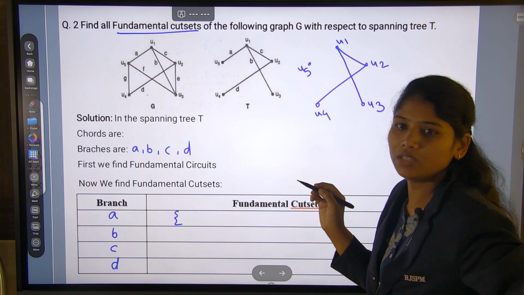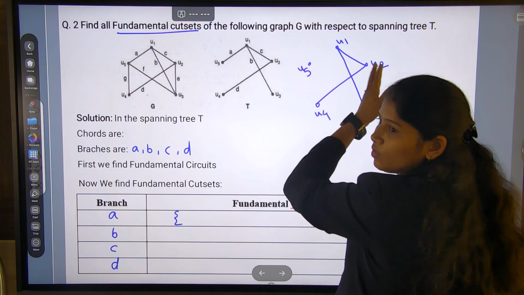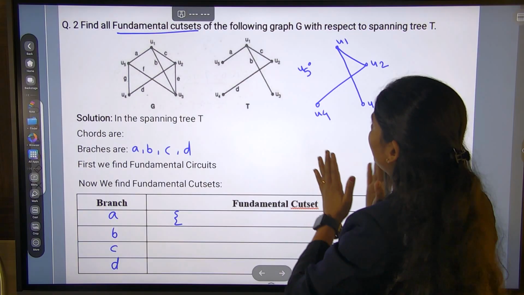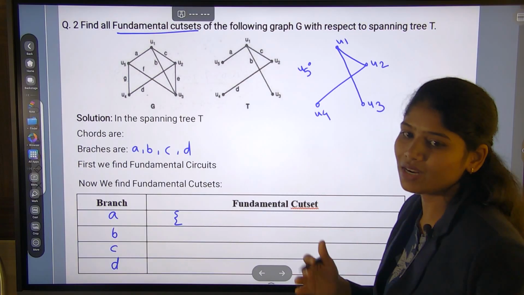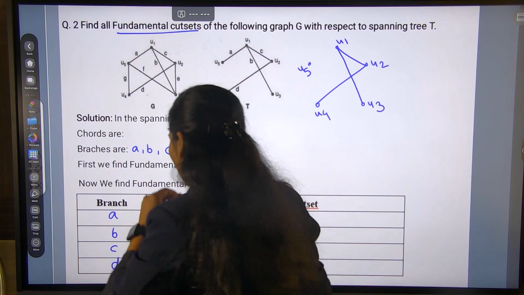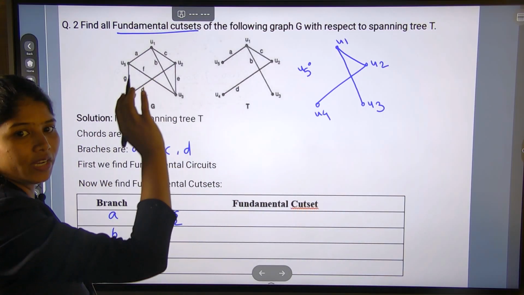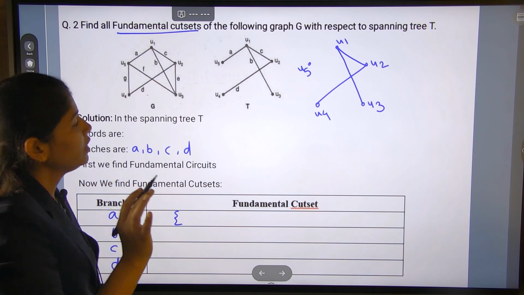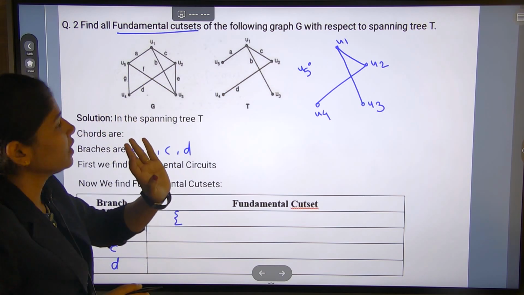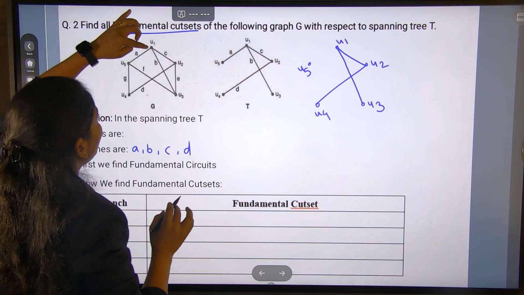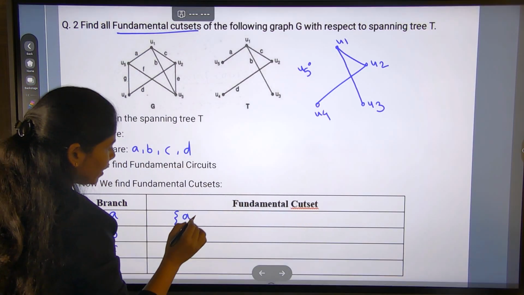So we get two disconnected components. U5 is separated and this one is separated. So for that we need to write the fundamental cut sets. Check which chord we can join to get the connected graph. If we join A, we get the connected one. So first of all, write down A.